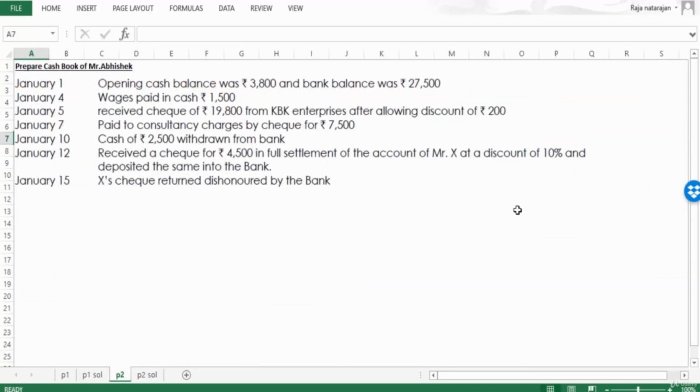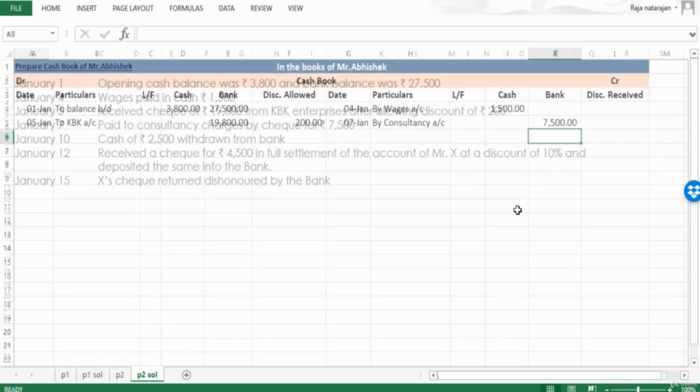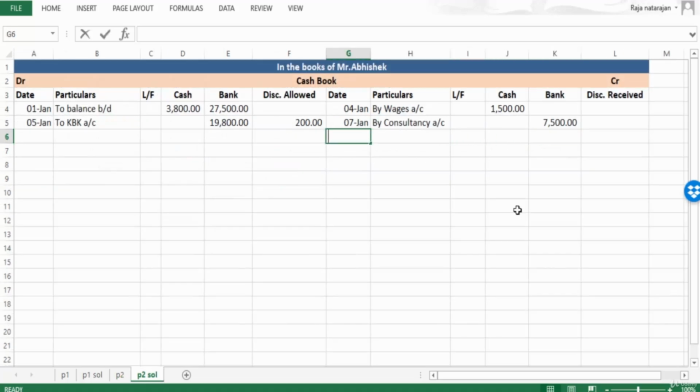Then cash of 2500 withdrawn from bank on January 10. So here, this is a transaction which will have effect on both sides. So I'll write the date both sides. Cash is withdrawn from bank. It means cash balance will go up, so it will be debited. Bank balance will come down, so it will be credited.